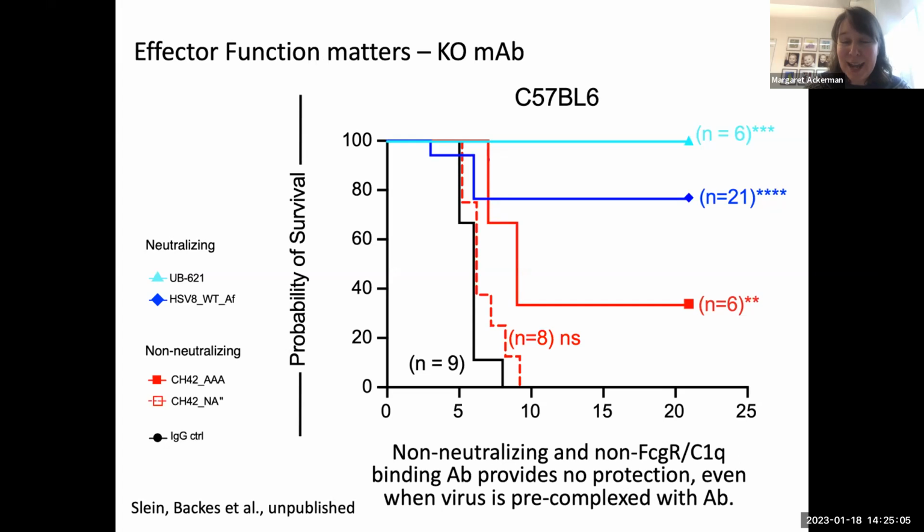But if you knock out the ability of that non-neutralizing CH42 antibody, shown in red, to interact with Fc receptors or complement, and that's shown in the dotted line, this NA mutant, a point mutation that eliminates the interaction between the monoclonal and these effector molecules, now there's no benefit provided. Even if you pre-complex the virus with antibody in solution and challenge with that mixture.